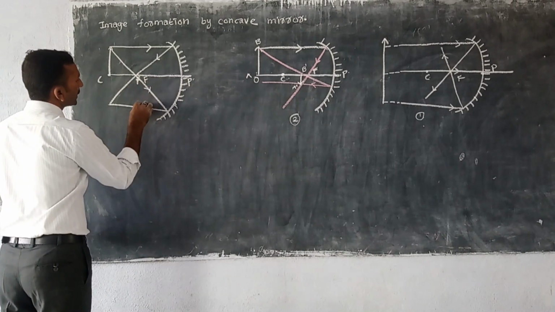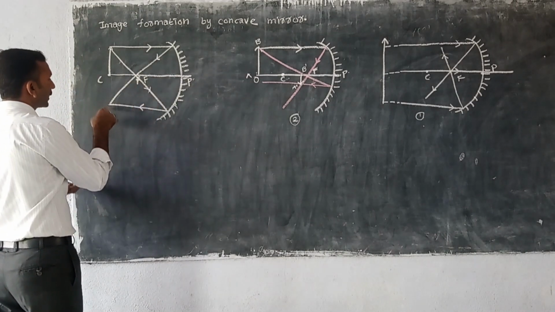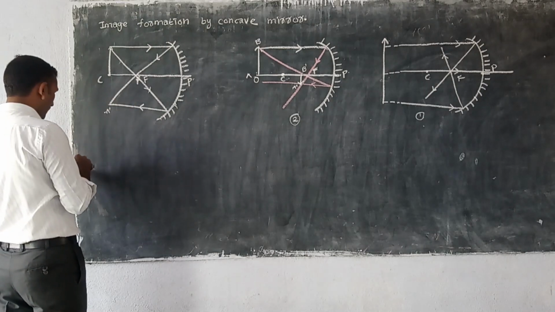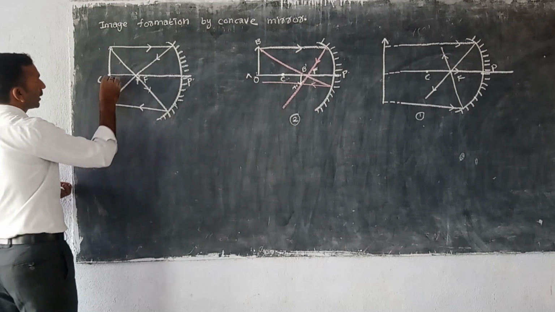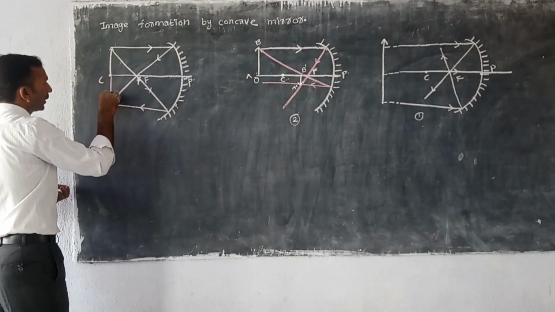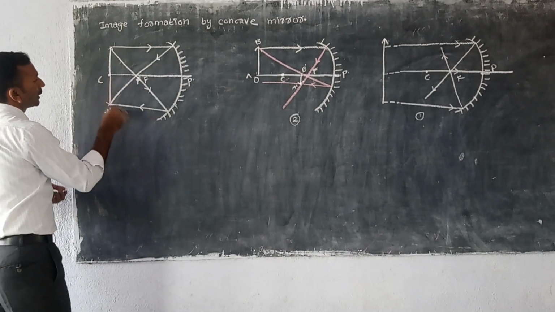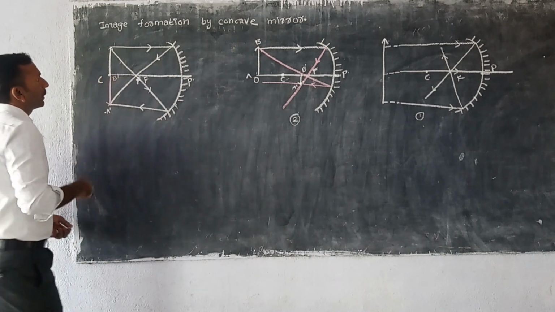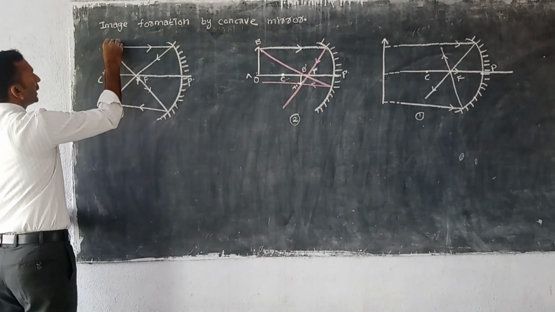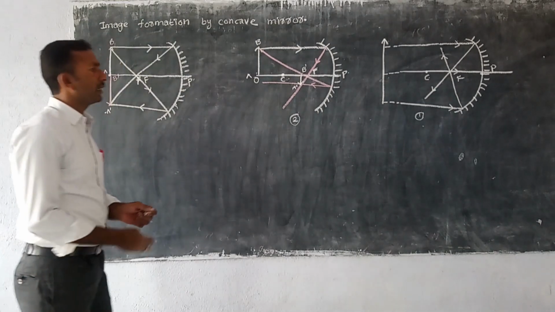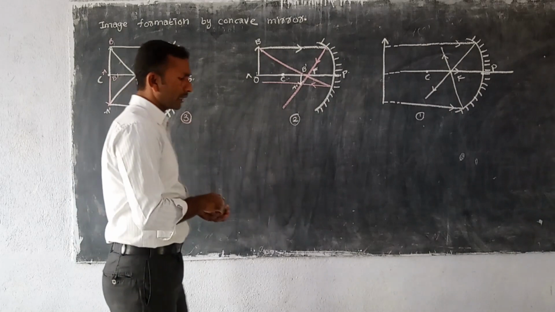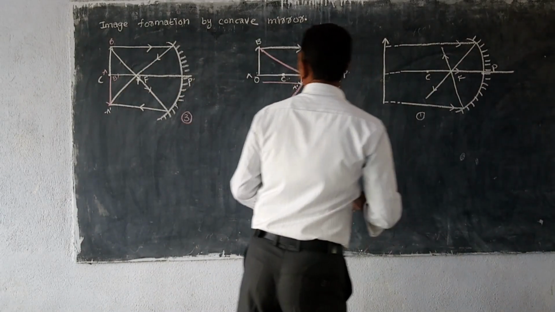Okay, this one is the picture, and where the two lines are intersecting here at point A dash. Both the lines are intersecting here at point A dash, and if you draw a normal line from the principal axis to the intersecting point, this will be the image A dash B dash, and this one is the object AB. Okay, this is the third case.